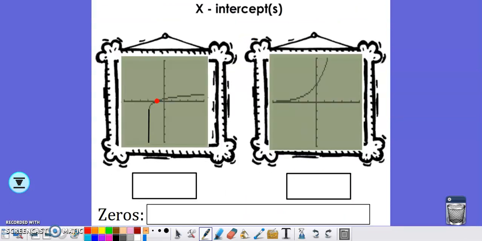X-intercepts are also going to be a little different. For a logarithmic function, again, logs lay down, we do have an x-intercept here. It appears to be at -1, 0. Exponential functions sweep. They can sweep up or they can sweep down. This one's sweeping up. I don't have an x-intercept. You can write none, or you can write DNE. DNE stands for does not exist, because in this case it doesn't exist.